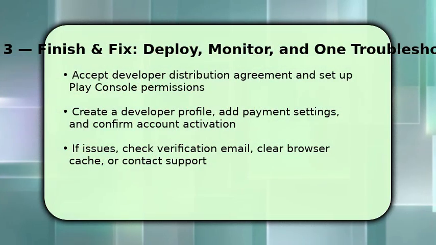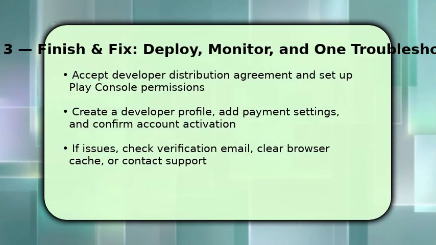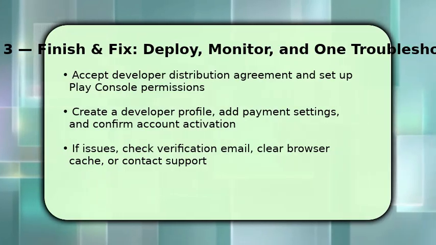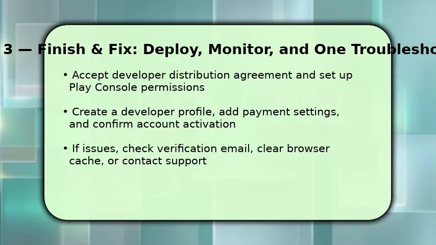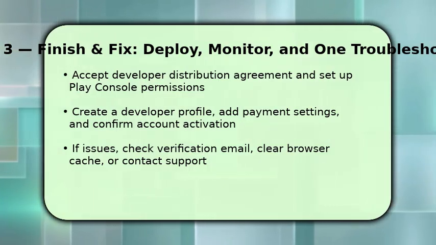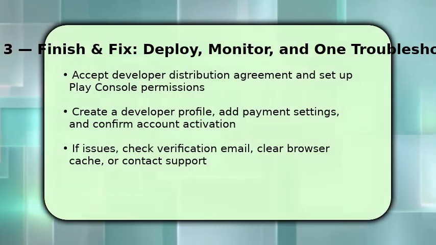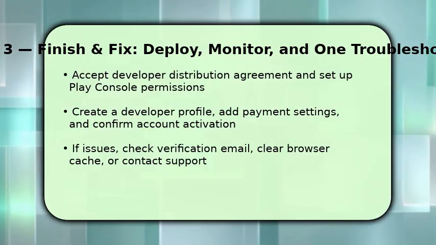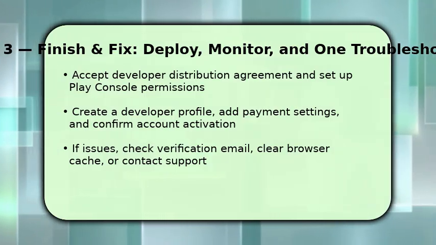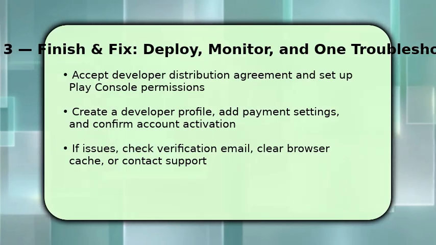Finally, you accept the developer distribution agreement and configure Play Console settings. Set up team permissions, link payment profiles, and create your public developer profile so users see accurate contact info. After acceptance, Google activates the account. Once active, you can upload apps, set pricing, and configure testing tracks.